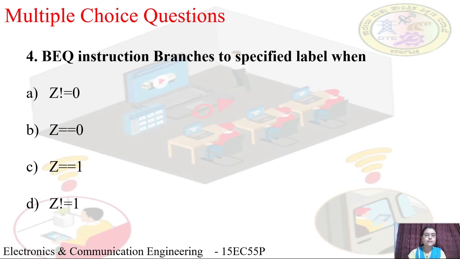The fourth one: BEQ instruction branches to the specified label when. First option is Z is not equal to 0. Second option is Z is equal to 0.